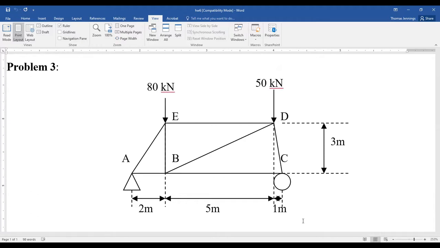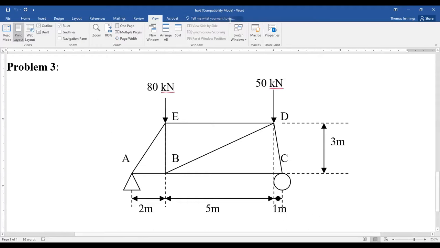Then we've got some geometry. The whole thing is 3 meters tall, about 10 feet tall or so. Across the bottom, we've got 2 meters between A and B, 5 meters between B and directly below D, and 1 meter to the roller. Looks like 8 meters across.